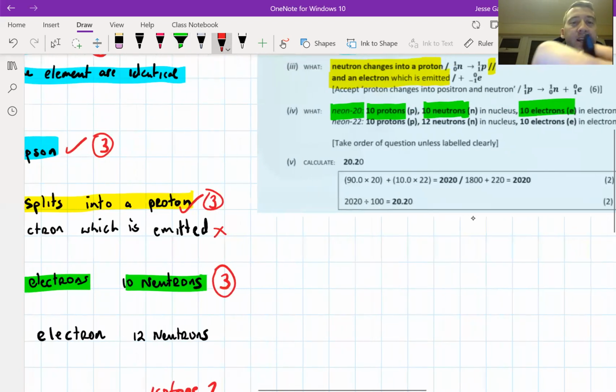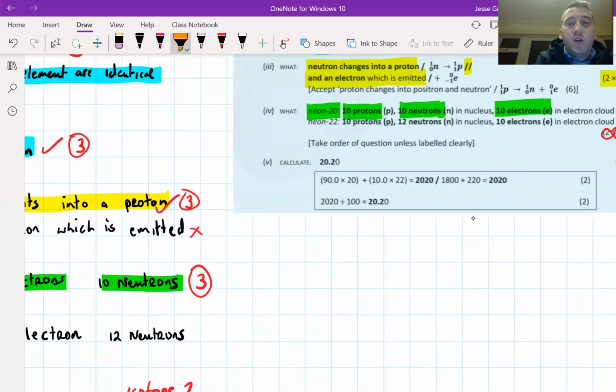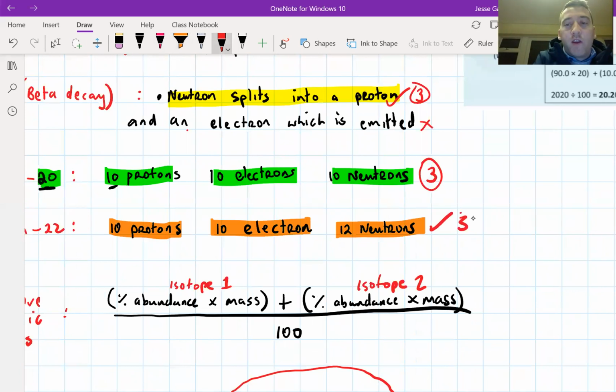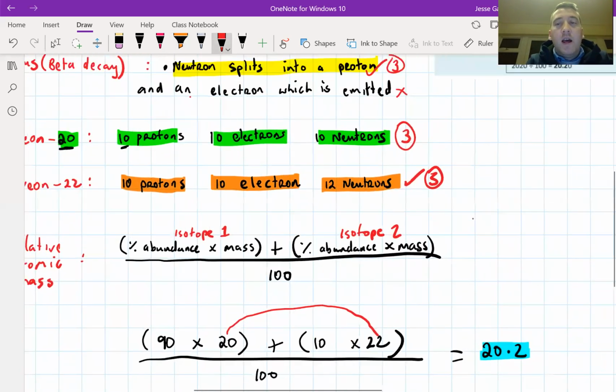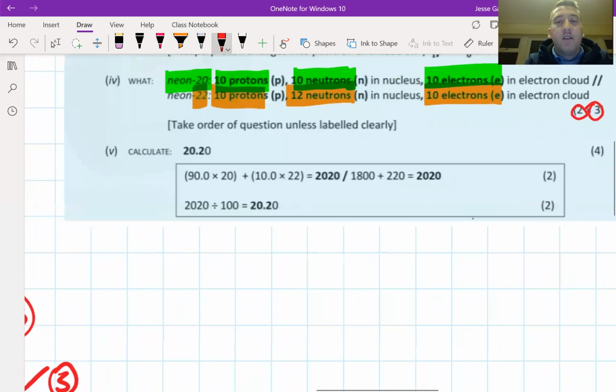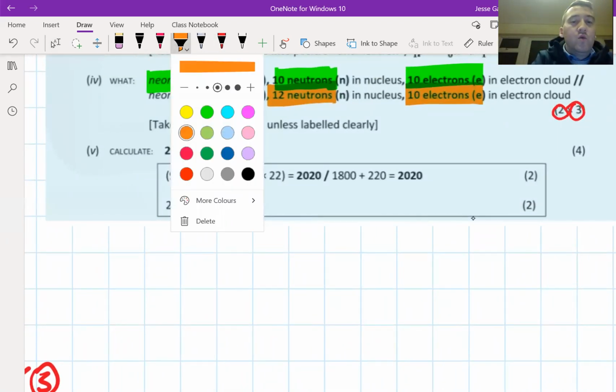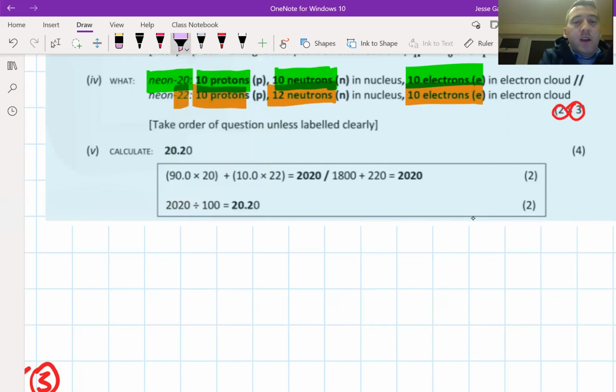All right, and then the second one in orange, neon 22, 10 protons, 12 neutrons, 10 electrons. So again, perfect. That's 3 marks. And then the last one, as you can see here, in purple. Calculate, the answer is 20.2.